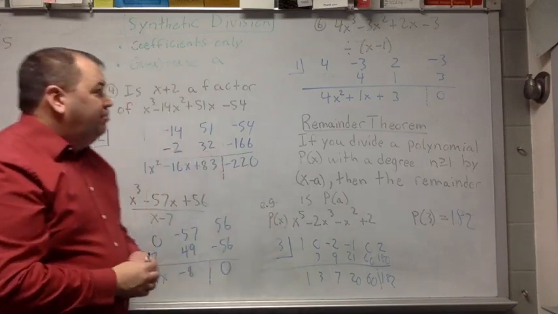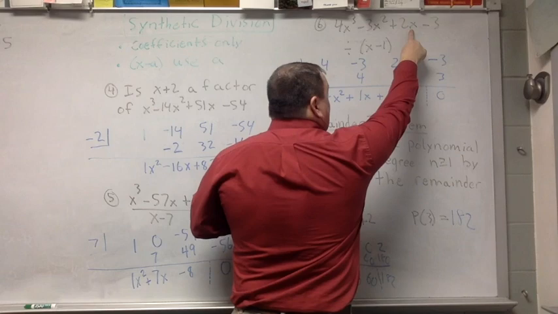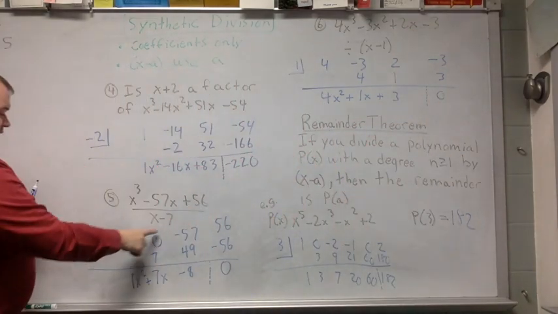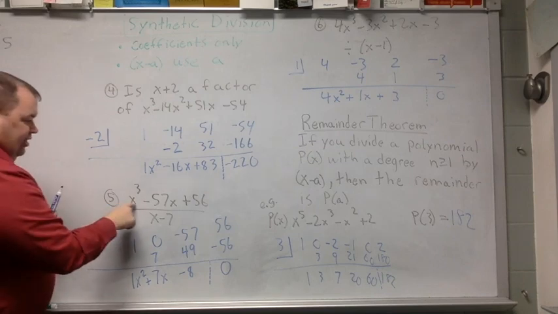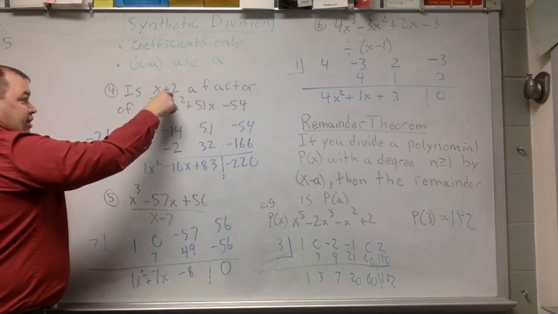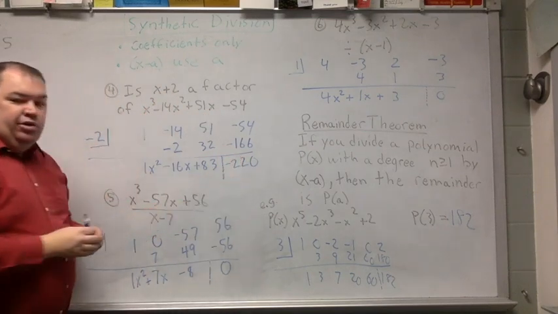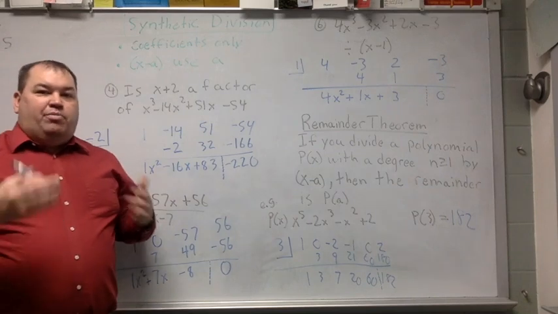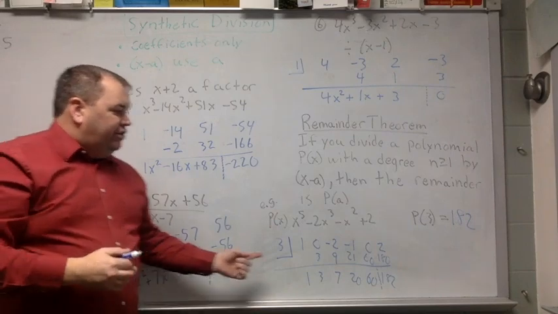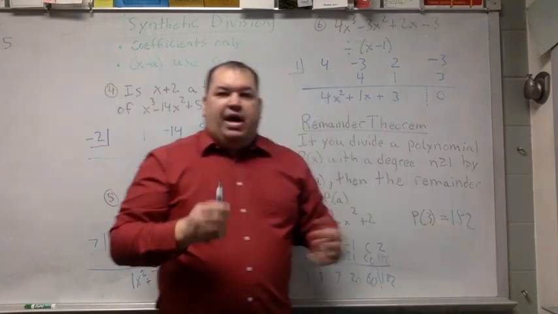So let me back up. If I plug a 1 into this function, I'm going to get 0. And if I plug a 7 into this function, I will get a 0. If I plug a negative 2 into this function, I'm going to get negative 220. So that remainder theorem ties together what we've been finding with our synthetic division and what we get by plugging a number back into the polynomial.